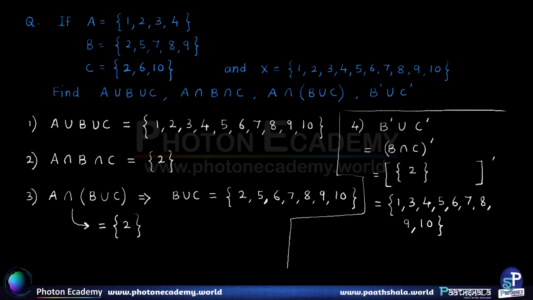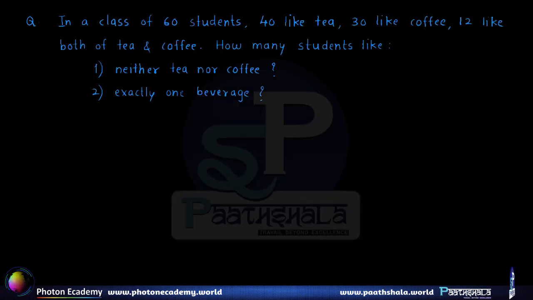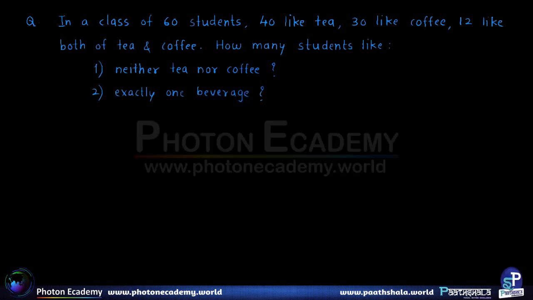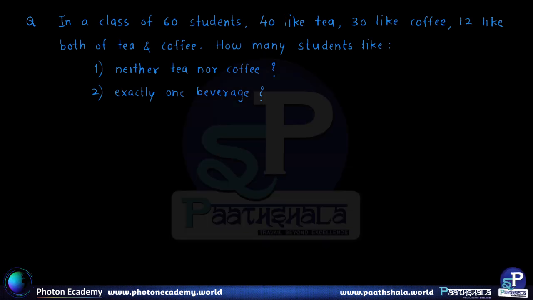Right? Now let us move ahead to a word problem. In a class of 60 students, 40 like tea, 30 like coffee, and 12 like both tea and coffee. Then how many students like neither tea nor coffee, and how many students like exactly one beverage? So here we can see that the discussion is limited to the class of 60 students. So therefore we consider the class of 60 students as our universal set.